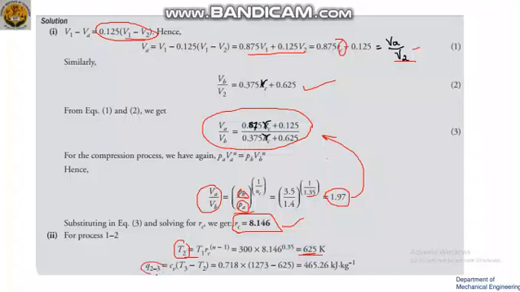So for the heat supplied, Q2 to 3 will be CV into T3 minus T2, and you have all the values. CV will be 0.718 and T3 and T2 you need to substitute. The heat supplied will be 465 kilojoule per kg.